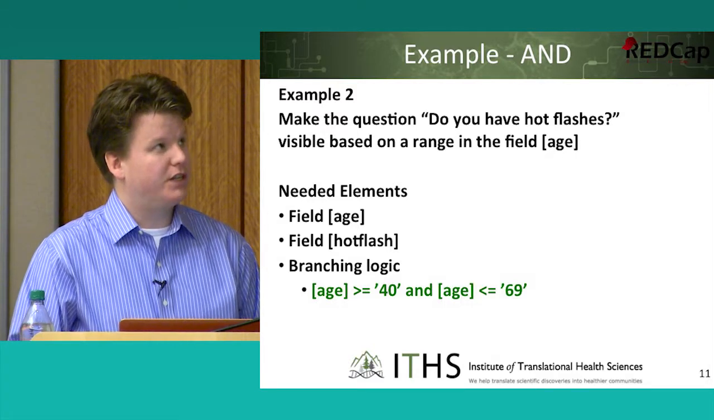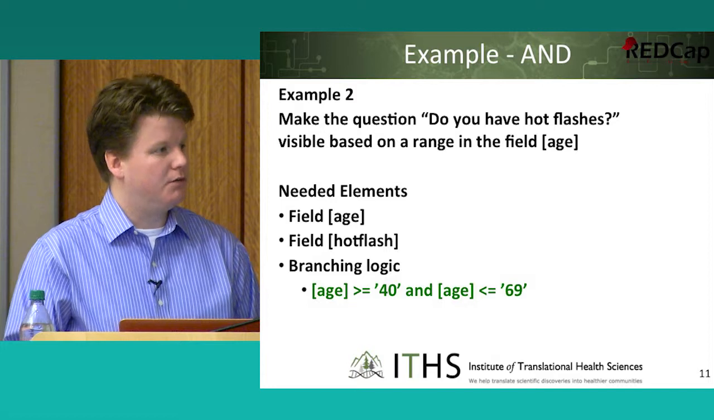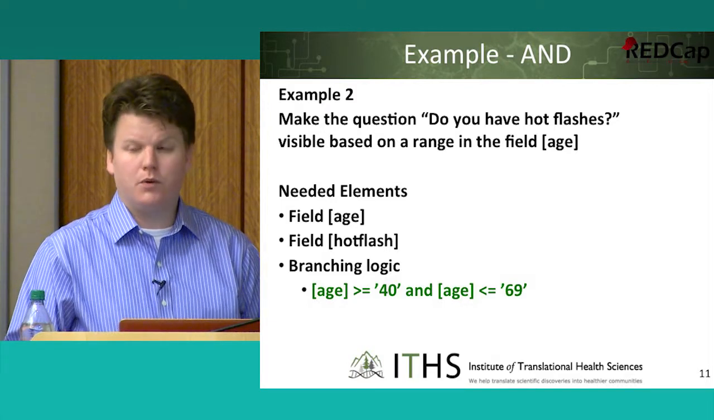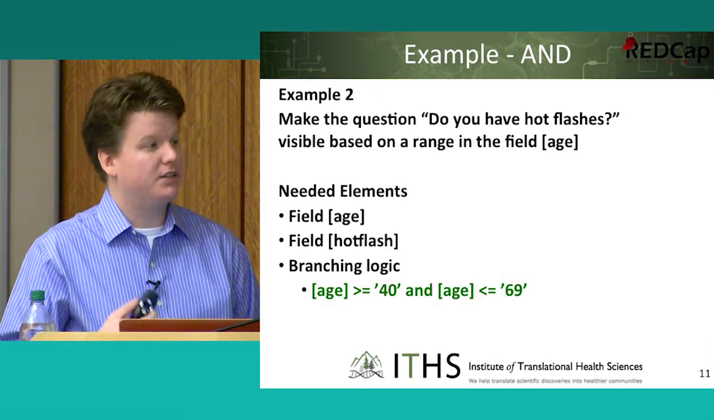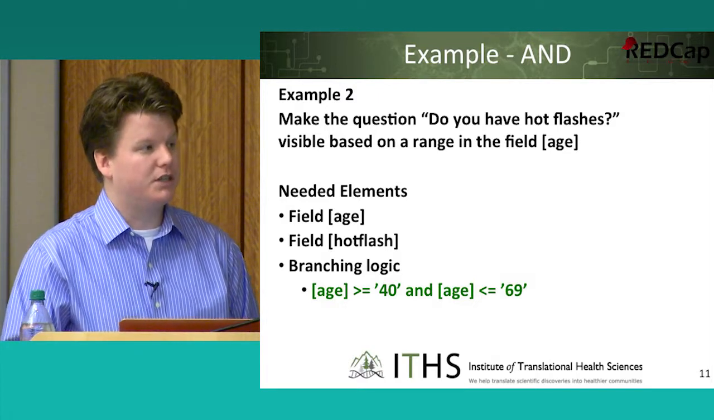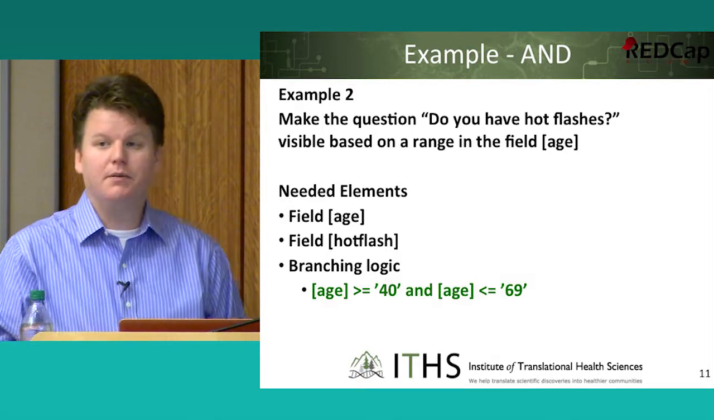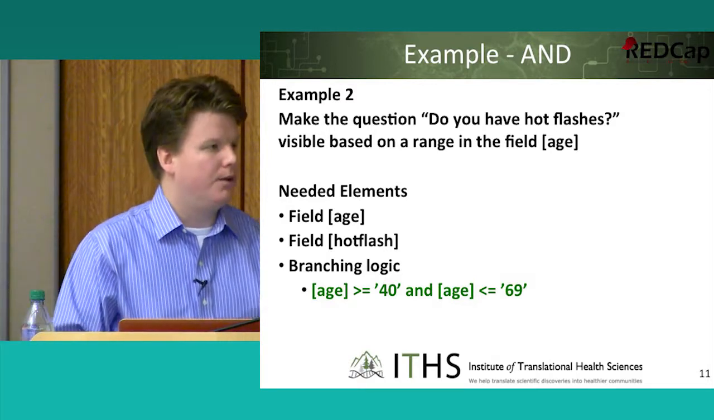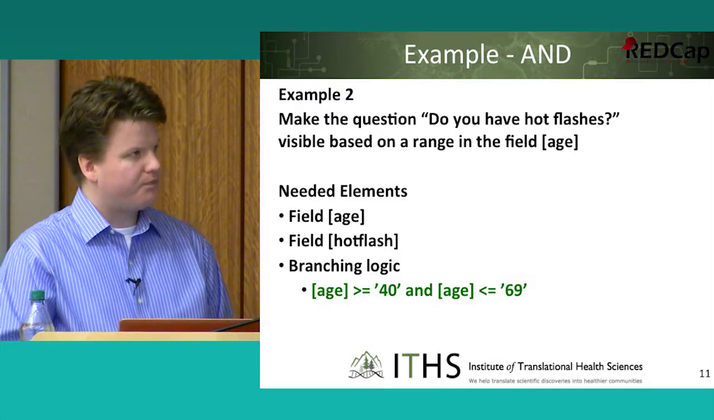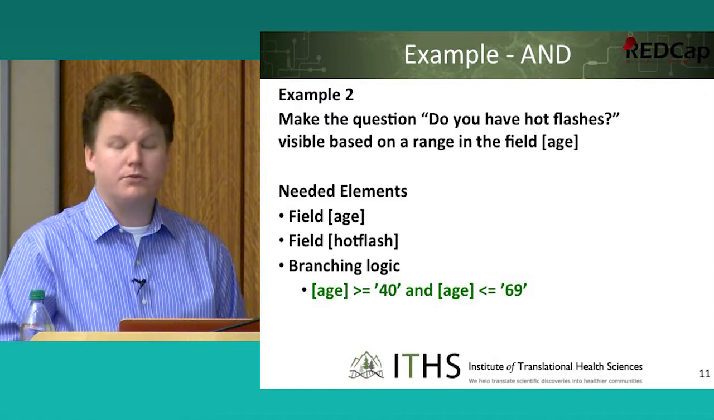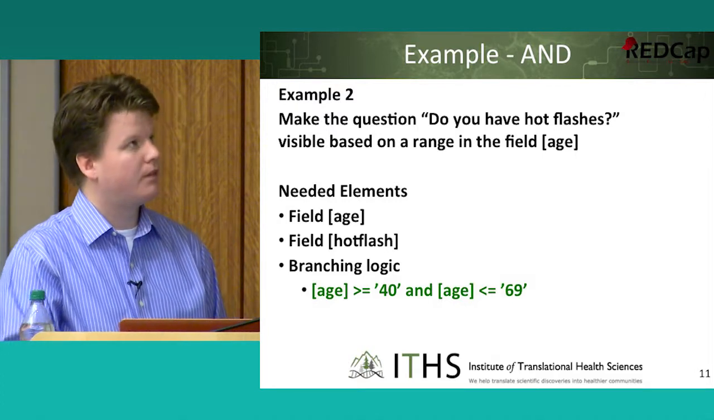And the branching logic is actually a combined statement of 2 separate statements. Age is bigger or equal to 40, and age is at the same time smaller or equal to 69. Basically, you're defining a range between 40 and 69 through this statement. So REDCap will check this. So if somebody's age is between those 2, this becomes true and this field shows up.